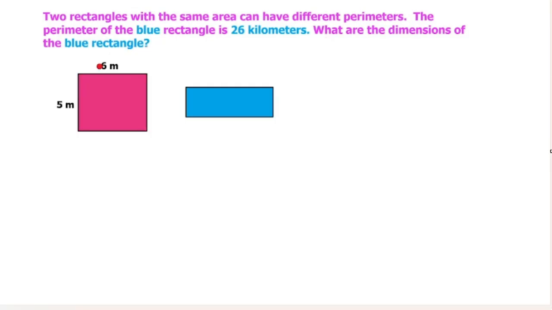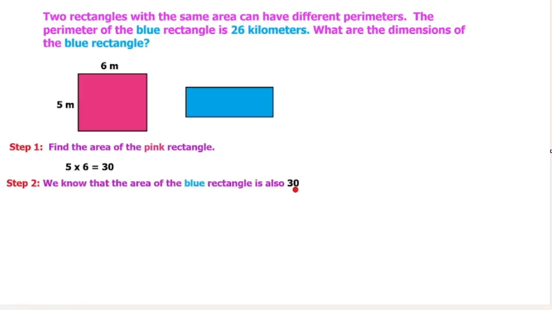So we know that these both have the same area, but the perimeter is different. So let's try to figure this out. Step 1. Let's find the area of the pink rectangle. The area of a rectangle is length times width, which is 5 times 6 for this one, which equals 30. Now, we know that the area of the blue rectangle is also 30. Okay? So we can make a list of dimensions that give an area of 30.